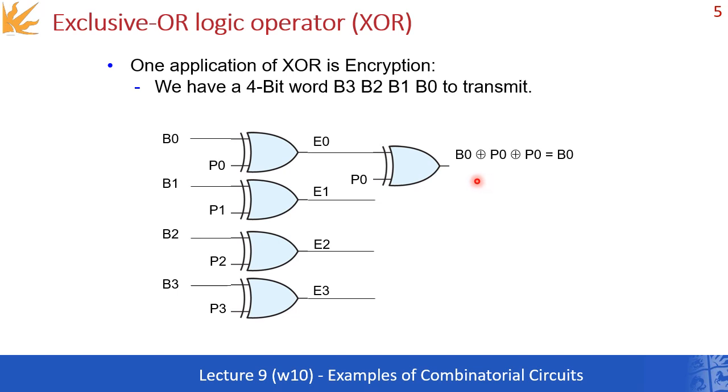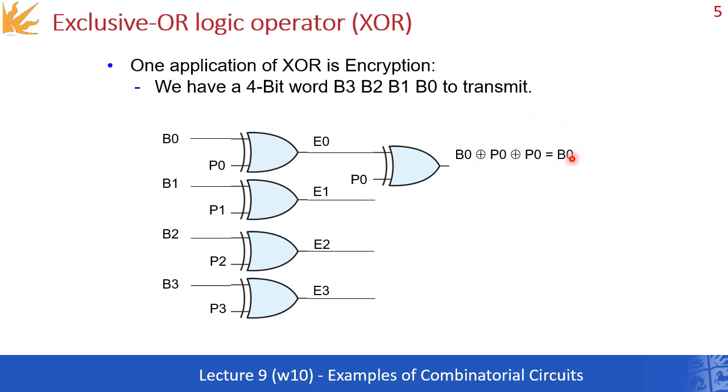So if you pass E0 and P0 as inputs again from XOR gate, then of course this is equal to B0 XOR P0 and again XOR P0. So P0 XOR P0, as we said earlier, gives you a 0. And as we also said, B0 XOR 0 gives you B0 again.